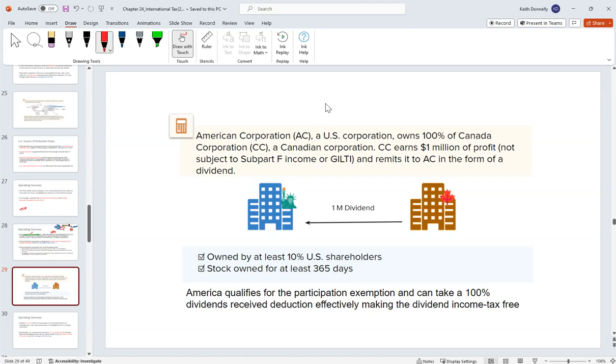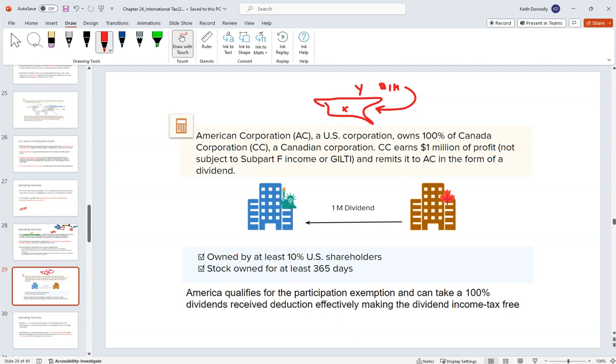So let's look at a setup here. America Corporation, here they are. They own 100% of Canada Corporation. So it looks like a Canadian corporation. They have $1 million in profit, and they pay that back as a dividend to the America Corporation.